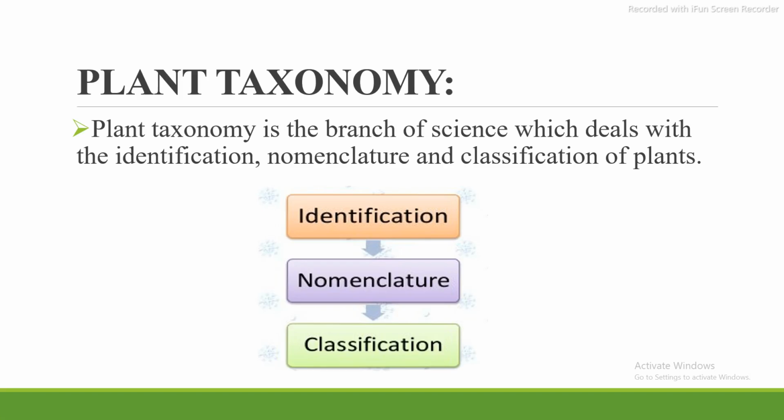First of all, I will define plant taxonomy. Plant taxonomy is the branch of science which deals with the identification, nomenclature, and classification of plants. It means plant taxonomy has three different aspects. First is identification, second is nomenclature, and third is classification.